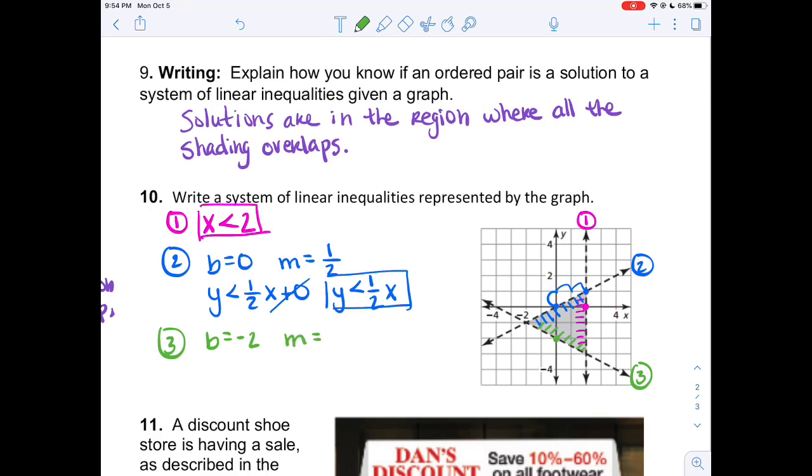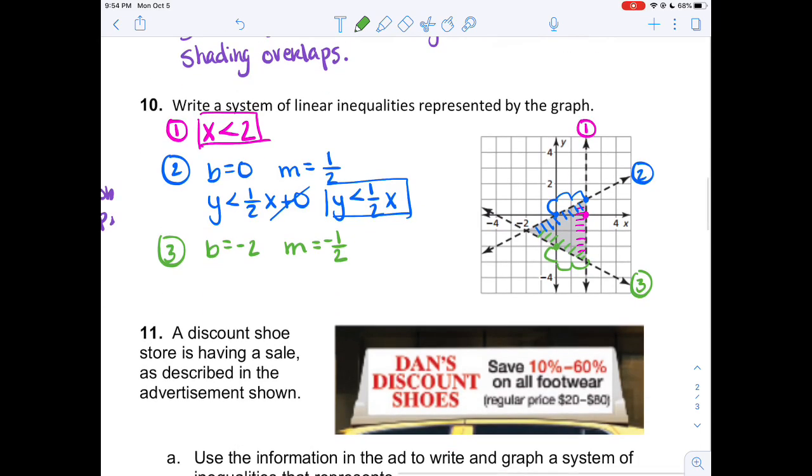Let's look at m. My m is negative. We are going down 1 and then over 2. So we have a negative 1/2 slope this time. All right, so we can go ahead and write our slope-intercept form of our inequality. It's y is greater than, because we were above and dashed, -1/2 x minus 2.